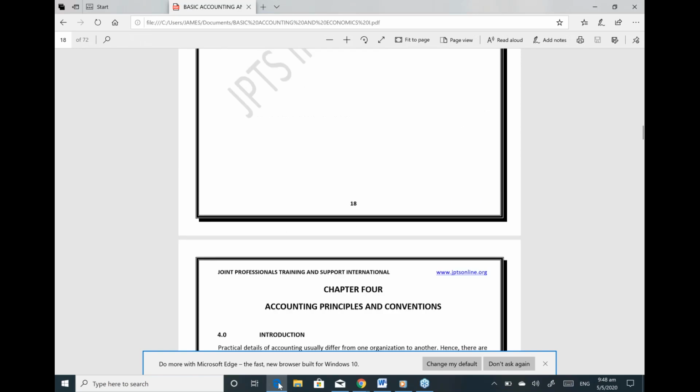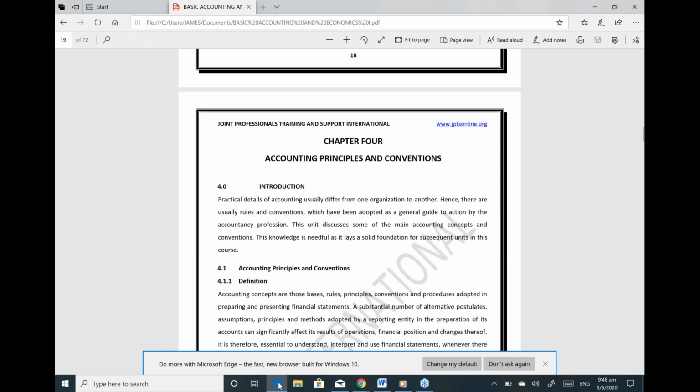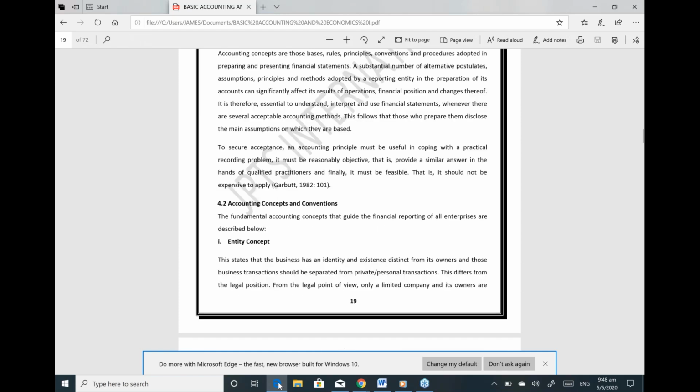Accounting principles and convention, we did that also last week, so let us not go there again. The going concern and everything, we looked at that. Realization, the objectivity, we looked at that last week. Now, today we are looking at the accounting equation.